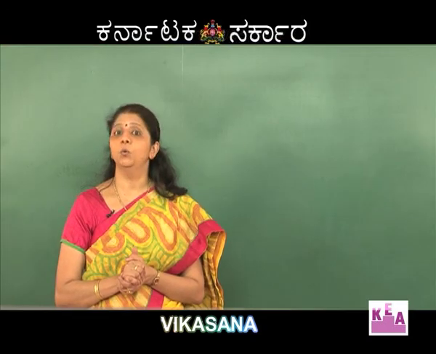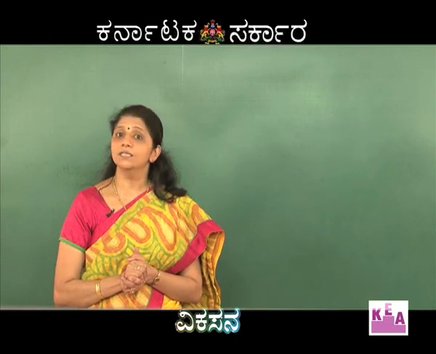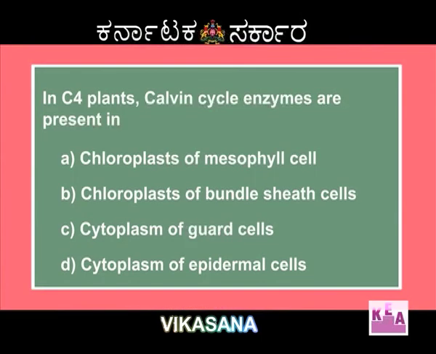Already we have mentioned which enzyme will be present in the mesophyll cells. PEP carboxylase enzyme will be present in the mesophyll cells. Now, C and D, that is cytoplasm of guard cells and cytoplasm of epidermal cells, both are not at all connected with the fixation of carbon dioxide. The function of epidermal cells is protection. And guard cells mainly help in the opening and closing of the stomata, that means the main process is transpiration. So, the option B is the correct answer.